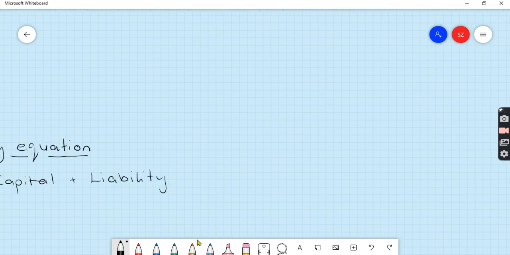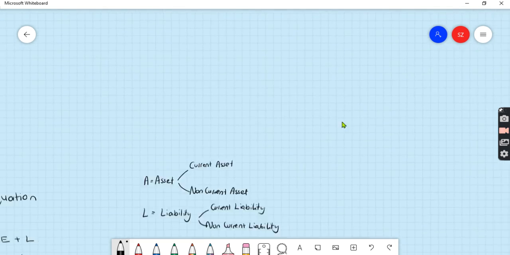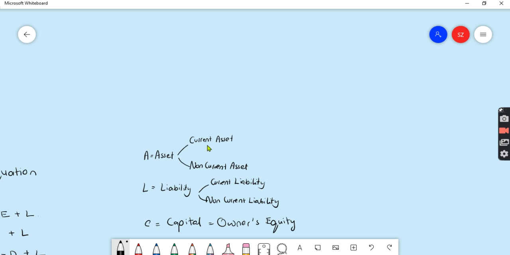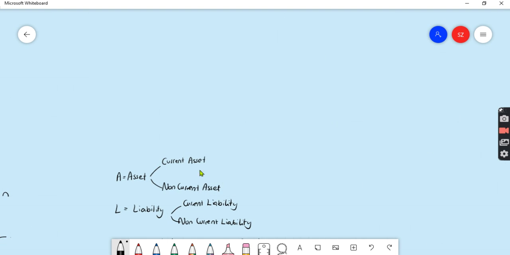Okay, what is asset? Asset is something that the business owns, and it can be divided into current asset and non-current asset. What about liability? Liability is what the business owes. And again, it can be divided into current liability and non-current liability.